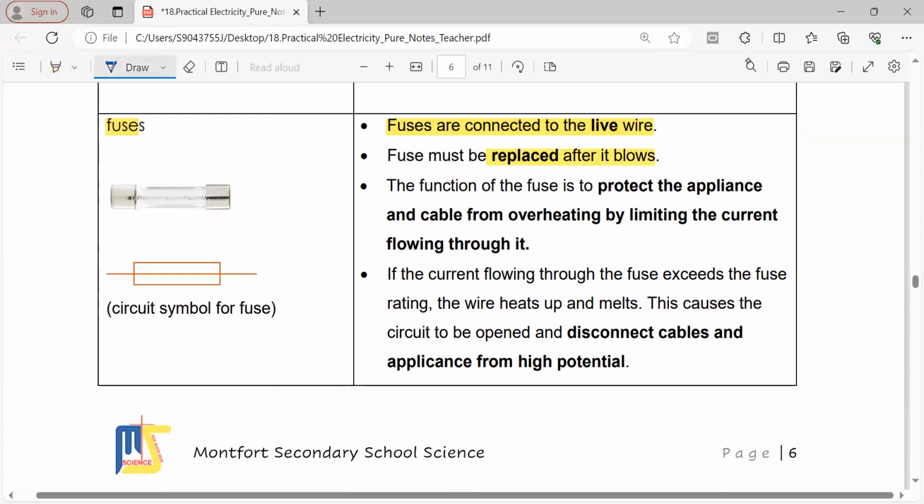So how a fuse works is that you can see there's a very thin wire in the center. So that's why the symbol is like this, with a thin wire in the center. What this thin wire does is that when a high enough current passes through it, which exceeds the fuse rating, the wire heats up and melts. If it melts, it becomes an open circuit, something like this. Okay, so it disconnects the cables or the appliances from the high potential or the source output.